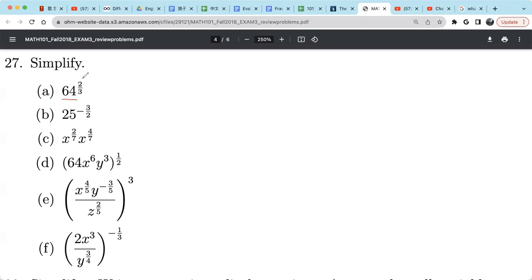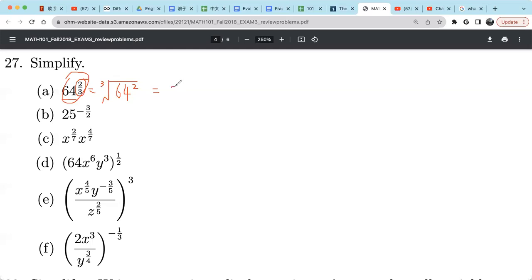64 raised by a rational exponent, 2 over 3. What does this mean in radical form? That means the index is 3 and the power of 64 is 2. So 64 raised by 2. With rational exponents, the numerator indicates the power and the denominator means the index. But actually, when we do calculations, we want to keep this form.